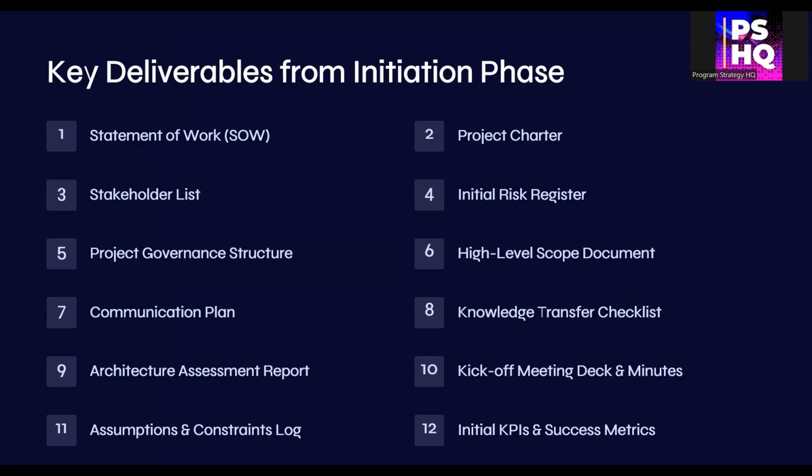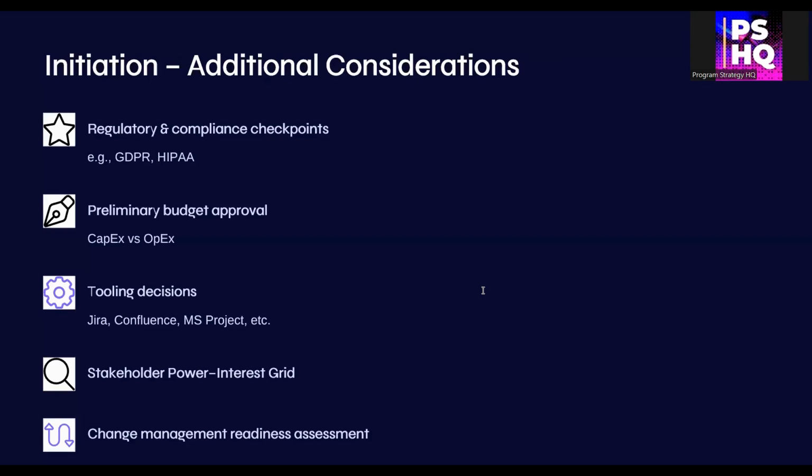A few areas are often missed. Compliance. Are you considering regulations like GDPR or HIPAA? Budget. Do you have CapEx versus OpEx clarity? Tooling. Have you selected your tools like Jira or SPM? Stakeholder engagement. Have you mapped the influence and interests of the stakeholders? And also change readiness. Is the organization even ready for this transformation?